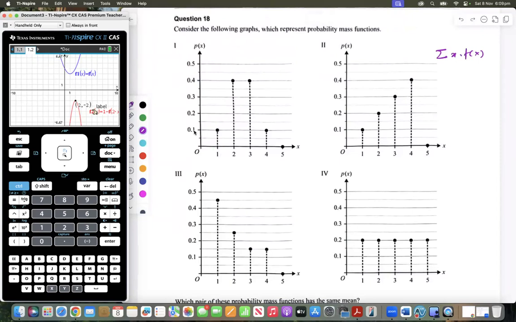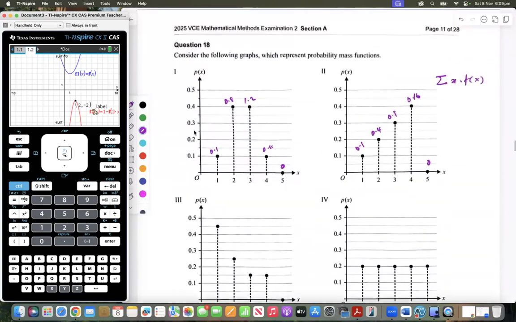So this number is 1 times 0.1, 0.1. This is 2 times 0.8, 3 times 1.2, 4 times 0.1, 0.4. Add them together. Second one: 1 times 0.1, 2 times 0.4, 3 times 0.9, 4 times 0.4, 0.16. Just add them together.